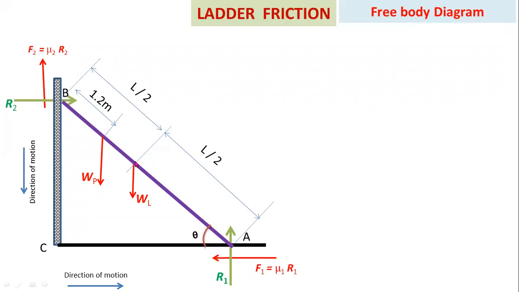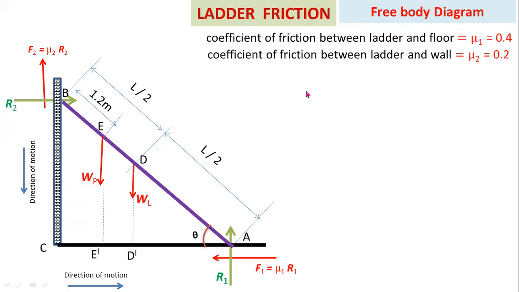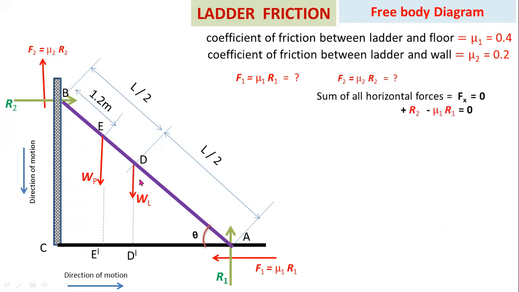Now there are 6 forces acting on the ladder: R2, F2, WP, WL, R1, F1. From the given data, mu1 equal to 0.4 and mu2 equal to 0.2, the coefficients of friction. So F1 and F2 are the two values you have to determine.